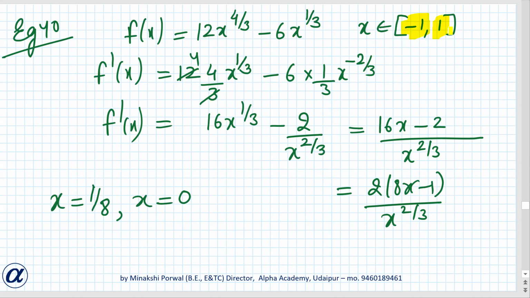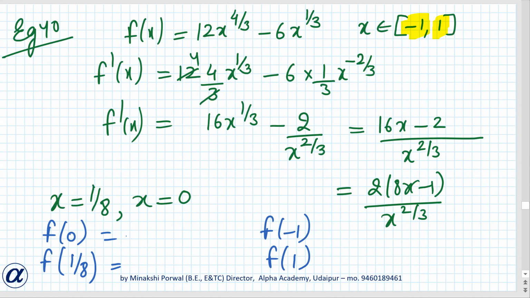These are the two endpoints. We'll find the value of the function at all of these points: f(0), f(1 by 8), f(minus 1), and f(plus 1). f(0) is 0 only. f(1 by 8): 12 into 8 to the power 4 by 3 minus 6 into 8 to the power 1 by 3. So 8 to the power 1 by 3 is 2. So it will be 2 to the power 4 minus 6 into 2.